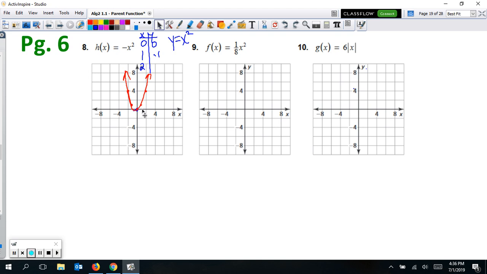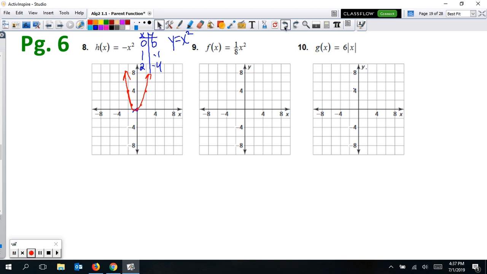So if you go 1 to the right, you're going to go 1 down. If you go 1 to the left, you're also going to go 1 down, because -1 is going to be the same thing as +1 does. And then 2 and -2 would actually be the same as well. So if we plug in 2, we're going to get 4, but it's going to go down to -4. And so now we can see our graph here.